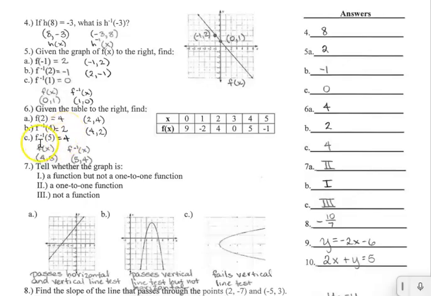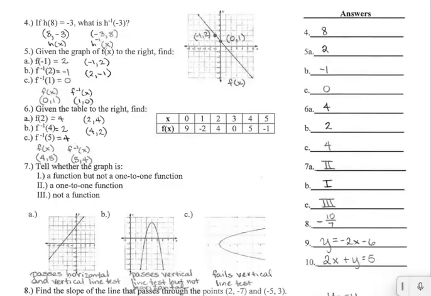All right, and then for this next one, they asked me for the inverse of 5. So if I come over here, you'll notice I have the point (4, 5) on the original. That would be the point (5, 4) on the inverse. So when I plug 5 into the inverse, I get 4.